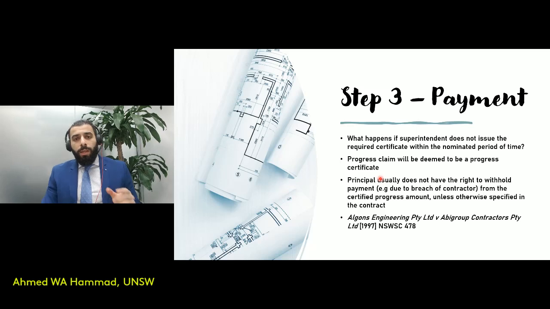The other important thing that has to be mentioned is that the principal doesn't have the authority to withhold any payment from the contractor when the contractor submits a progress payment, and that progress payment is approved through a certificate that's issued by the superintendent. So the principal can't, for example, say that because there's a defect somewhere, I'm going to withhold a certain percentage of that amount that's claimed. And this can't happen usually unless in the actual contract it was specified that this would be allowable. And an authority case is the one that you see in front of you, a New South Wales case as well.